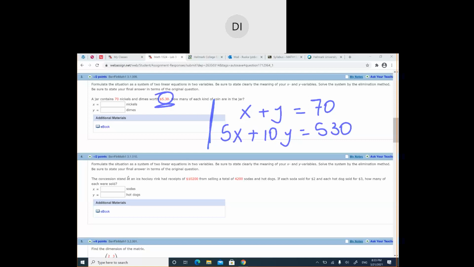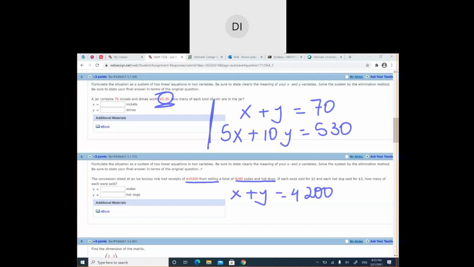So here we have to set up a system. We have a concession stand at an ice hockey rink that received this amount from selling a total of sodas and hot dogs. So x is the sodas, y is the hot dogs. When I add x plus y, that's the number of sodas plus the number of hot dogs, which is 4,200 in total.